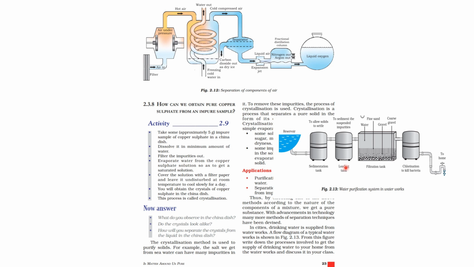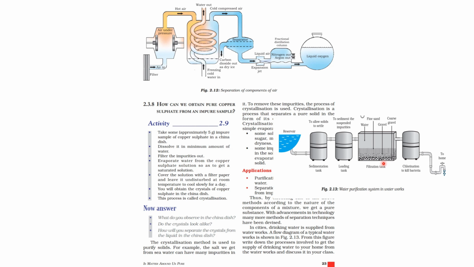Next is the filtration tank. Here there are layers of coarse gravel and fine sand. So the water from the sedimentation tank and the loading tank is filtered through the layers of sand and gravel in the filtration tank.